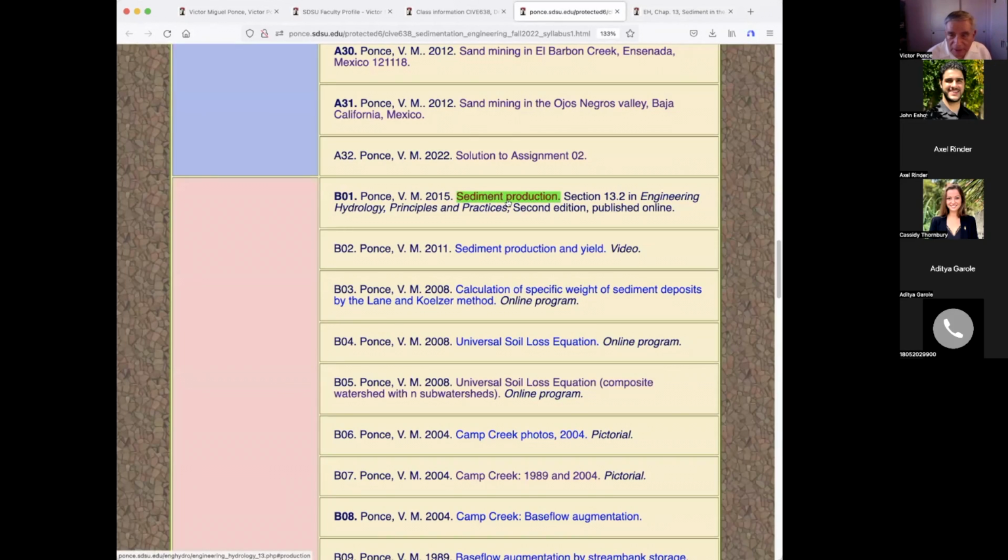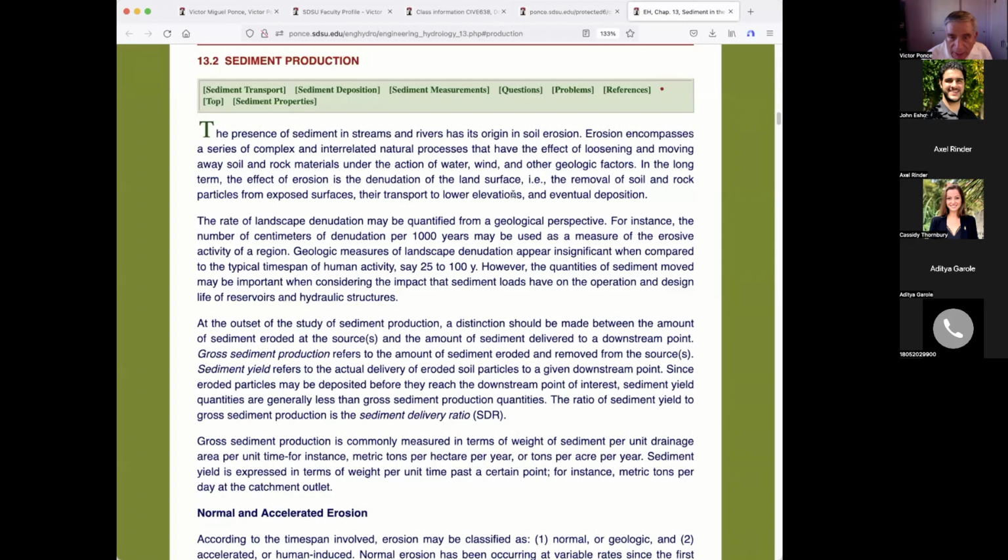Good afternoon. I'm Professor Victor Ponce, and this is class 041 of CIVE 638, Sedimentation Engineering. And today the subject is sediment production. This is section 13.2 in Engineering Hydrology. That's my book, but we're accessing it directly through the web.